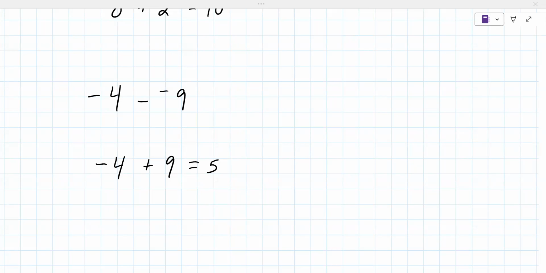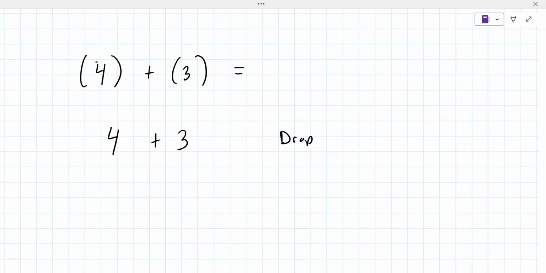Yeah. Okay. Now where we're going with this is that sometimes numbers are in parentheses, like 4 plus (3). And this is all notation right now. We're not really doing any math. This is really just 4 plus 3. So you can drop the parentheses, meaning you don't need them anymore.